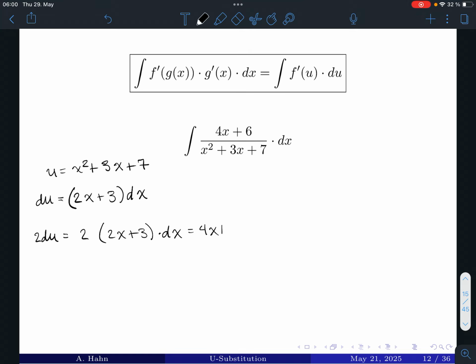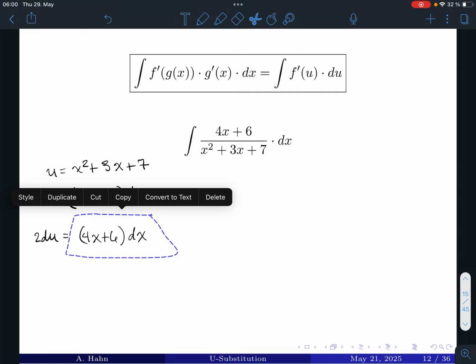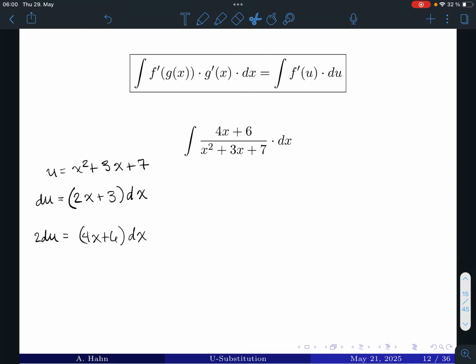And so then that's going to be 4x plus 6 dx. Great. And I'm actually going to get rid of this just so we have more room. But yeah, so I just multiplied through by 2.